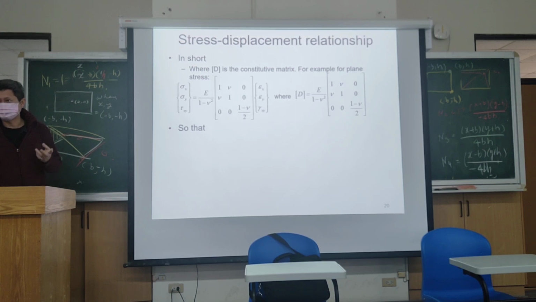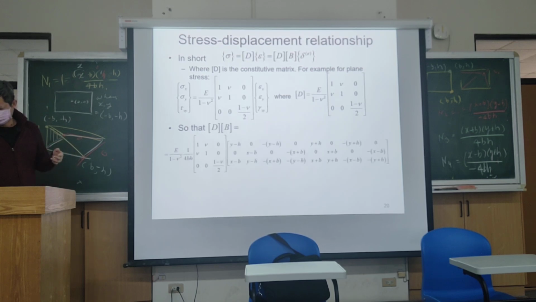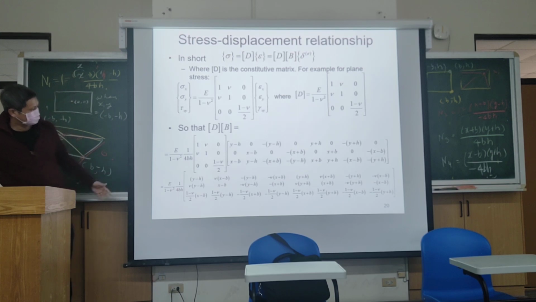Okay, so this is like finding the trapezoidal. Why the integral here is difficult? Later we want to show you. After you have obtained the strain, you can find the stress. Then this is another product. D matrix and B matrix will give you this expression.